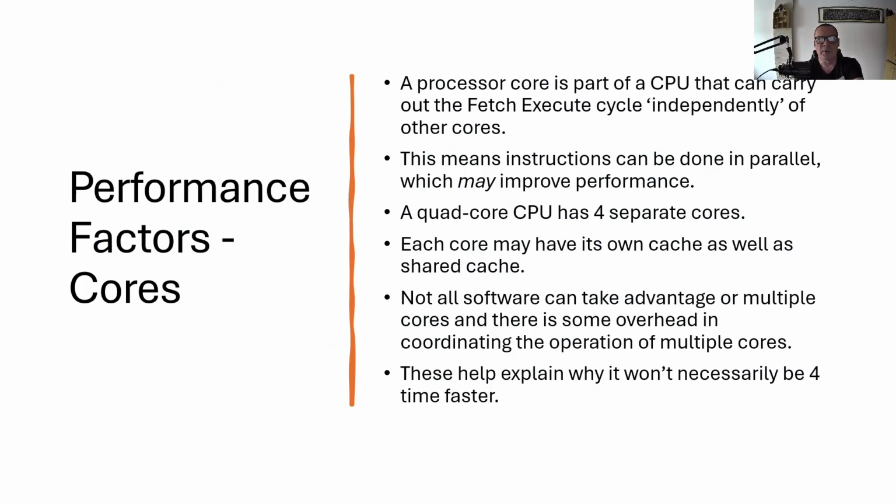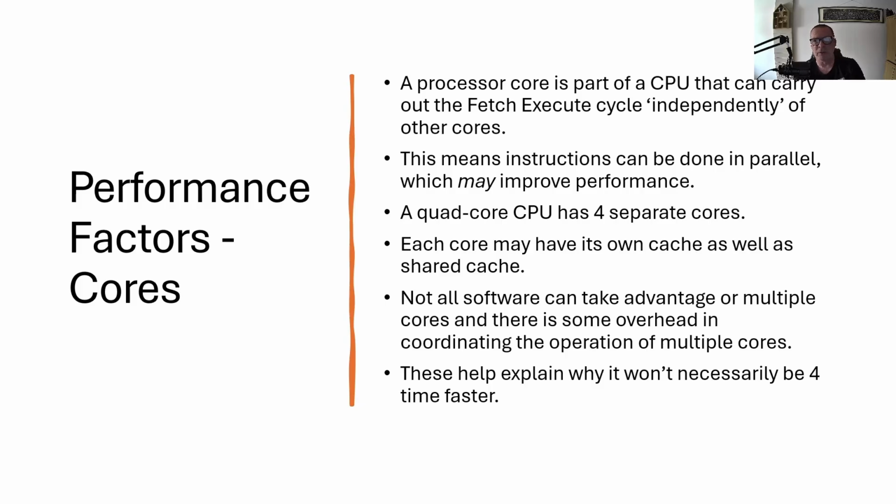A core, or processor core, is a part of a CPU that can carry out the fetch-execute cycle independently, or somewhat independently, of the other cores. That means you can do multiple instructions in parallel, so you're working on different bits of work at the same time rather than having to do one after the other. So if you can use that, it's clearly an improvement on performance, because we can be doing, say, 4 things at a time in a quad-core CPU rather than just one and then having to wait and do the next one and the next one and the next one.